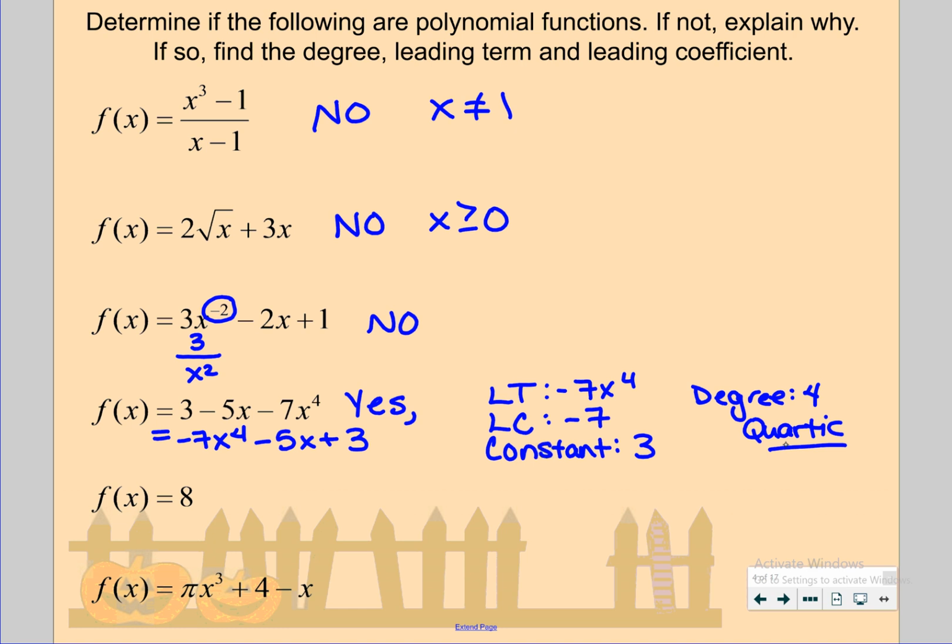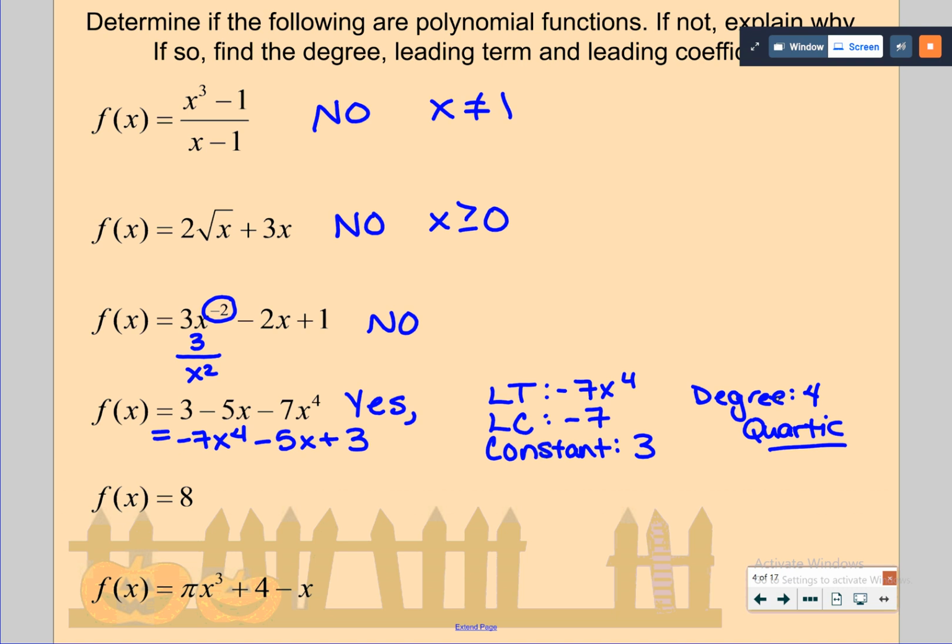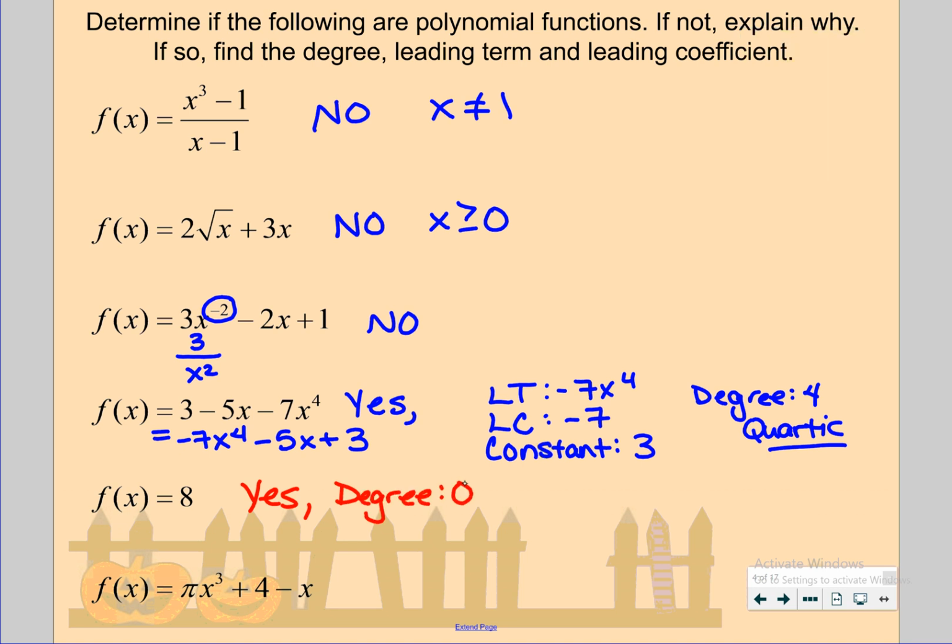All right, what about number 5 there? F of x equals 8. Is that a polynomial? Y equals 8. Horizontal line. Is that a polynomial? That's one of the special cases I gave you. Yes, it is. What's the degree? 0. The leading term is 8. The leading coefficient is 8. The constant is 8. It's all 8. Degree 0. What about the one at the bottom? Polynomial or no?